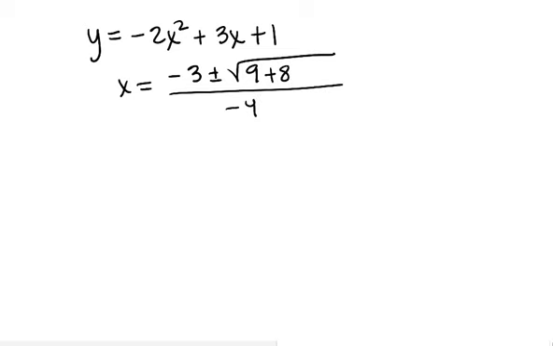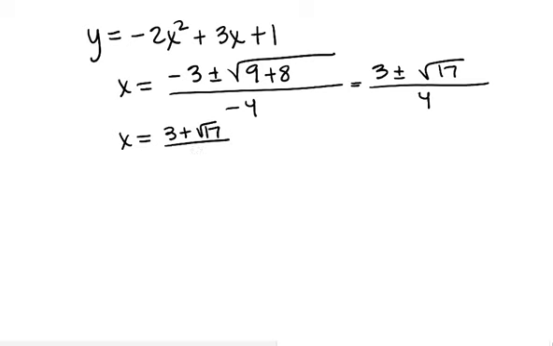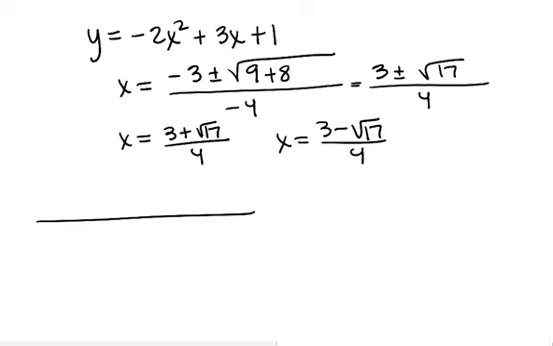Okay, so that's x equals 3 divided by 4 plus or minus the square root of 17. It's really minus or plus at that point, but it's no big deal. And so I'll say x equals 3 plus the square root of 17 divided by 4, and x equals 3 minus the square root of 17 divided by 4. And then I'm going to make myself a little sketch.